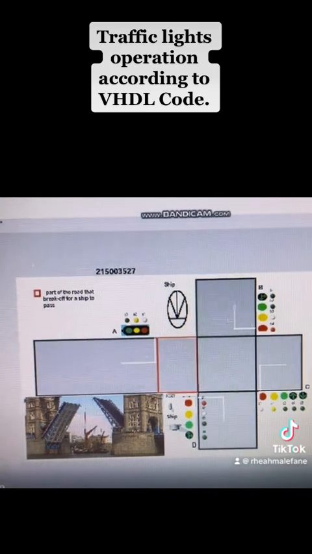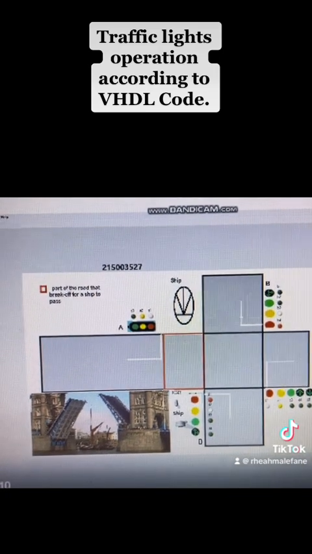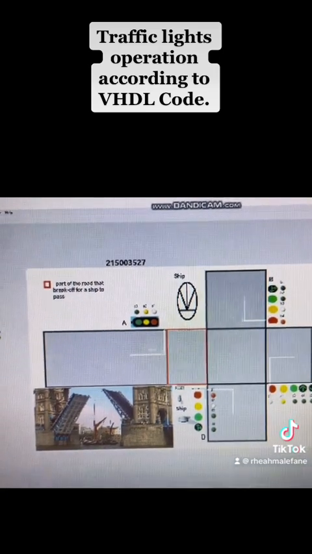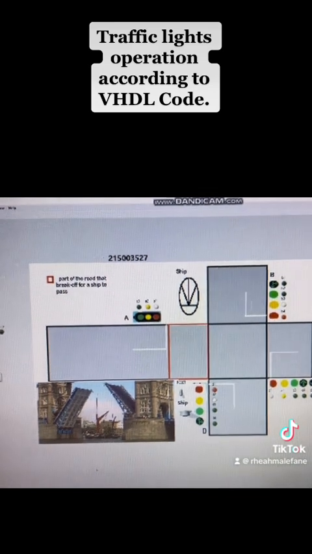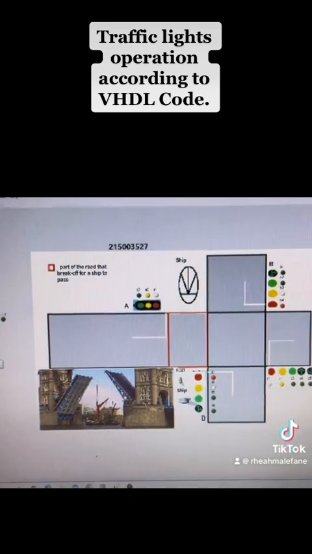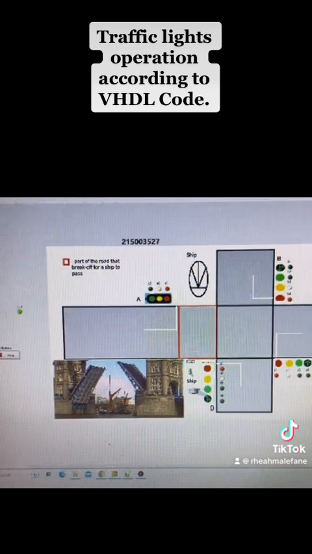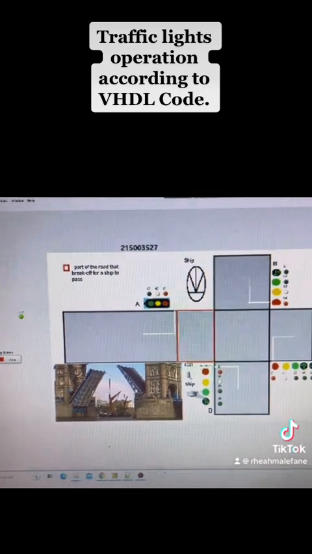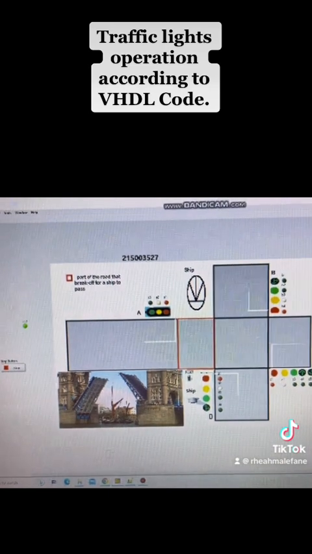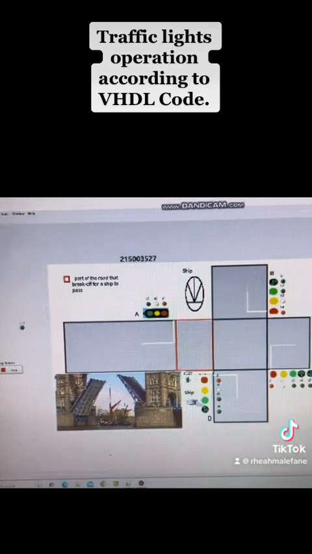Then C2 and A2 are high for 2 minutes, while D1 and B4 are high. Then A1, C1, D1, and B4 are all high.